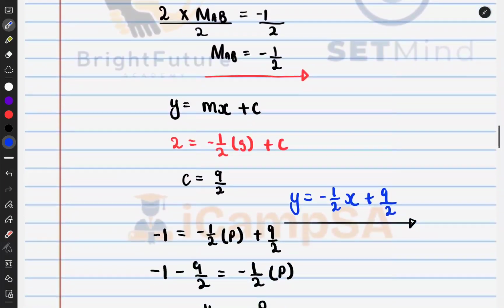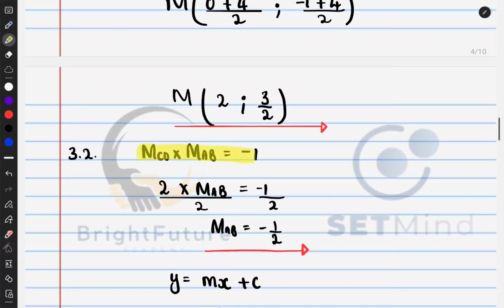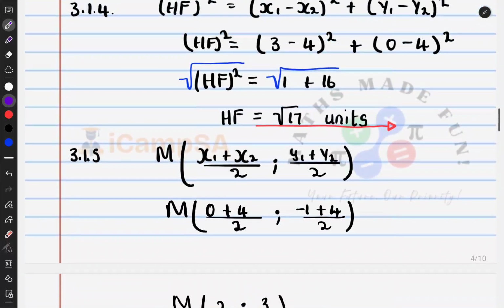Okay, so there you have it. Just to highlight a few important things: the gradients of two perpendicular lines. That is what we use to answer this question. That's the gradient of two perpendicular lines.